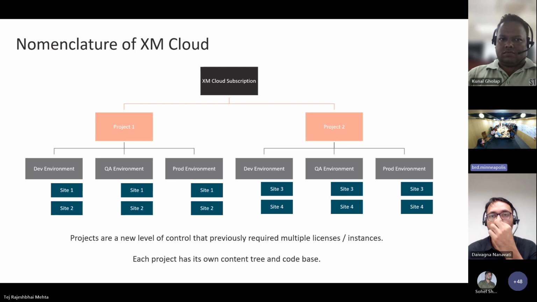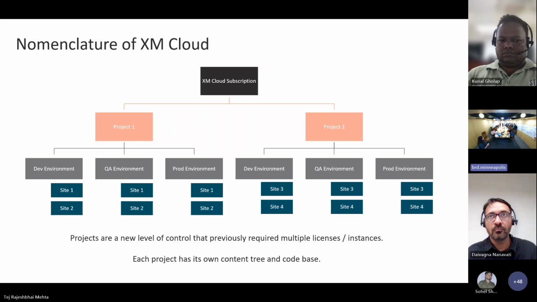This is the additional layer which is introduced in Sitecore. One project equals one repository. One project can have multiple environments: dev, QA, production. Here you don't have to manually install Sitecore for each environment. That extra hurdle is gone here.